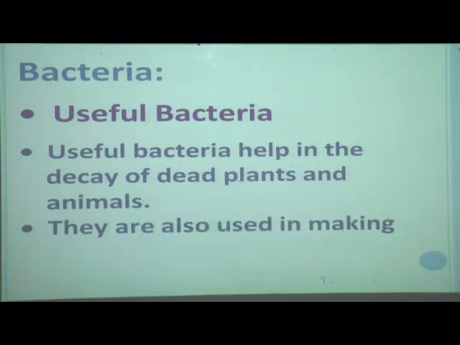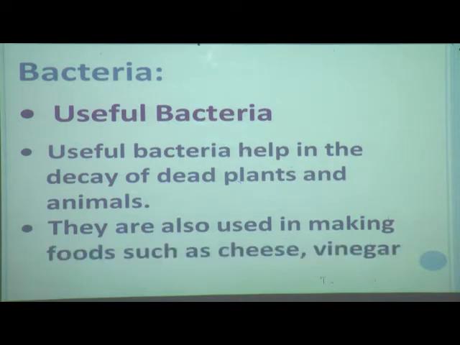Bacteria are also used in making foods such as cheese, vinegar and yogurt. The bacteria which help in the decay of dead plants and animals are useful bacteria, and even some bacteria are also used in making food such as cheese, vinegar and yogurt.